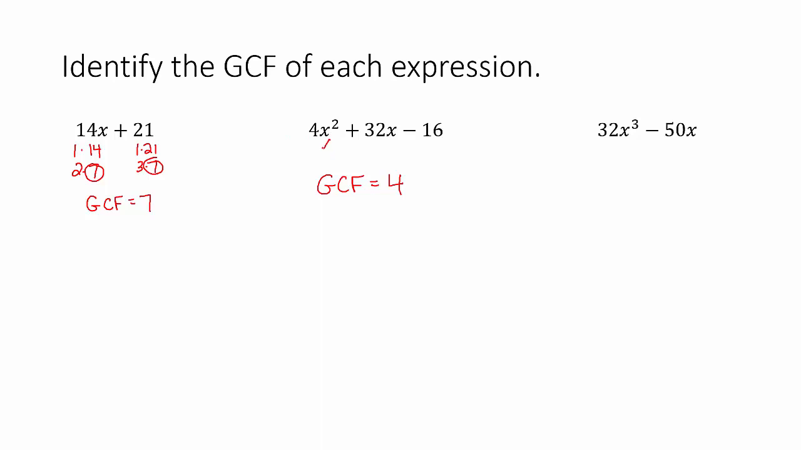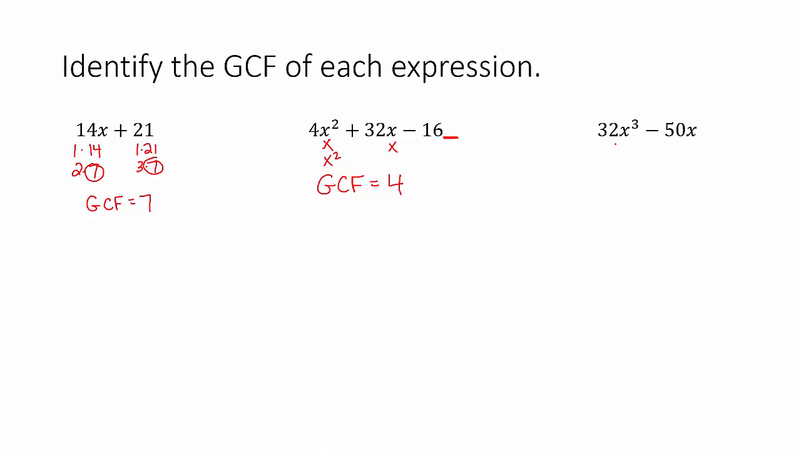X squared, I know that x would be a factor, and x squared would be a factor of that. For the 32x, x would be a factor of itself. But again, this is missing some variable as part of that term. So we don't have enough x's. There's not an x in every one of these 3 terms to say that the GCF should also have a variable. So our GCF is just 4.